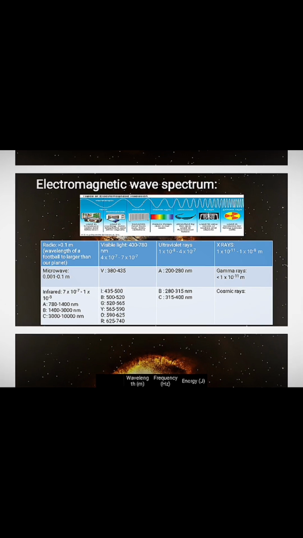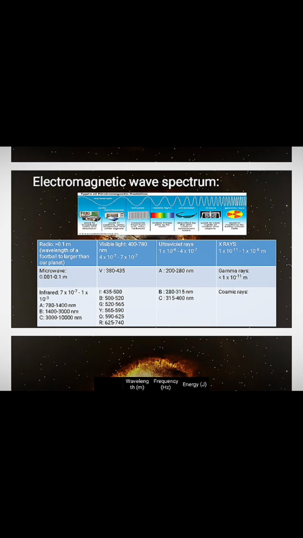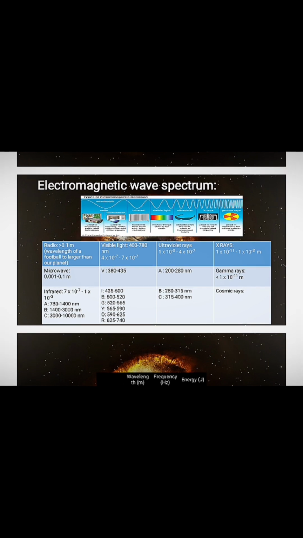So we know the mnemonic VIBGYOR, standing for violet, indigo, blue, green, yellow, orange, and red. Violet falls in the range of 380 to 435 nanometers. Indigo falls between 435 to 500 nanometers. Blue is in the range of 500 to 520 nanometers. Green is 520 to 565 nanometers. Yellow is 565 to 590 nanometers. Orange ranges from 590 to 625 nanometers. And red is from 625 to 740 nanometers.